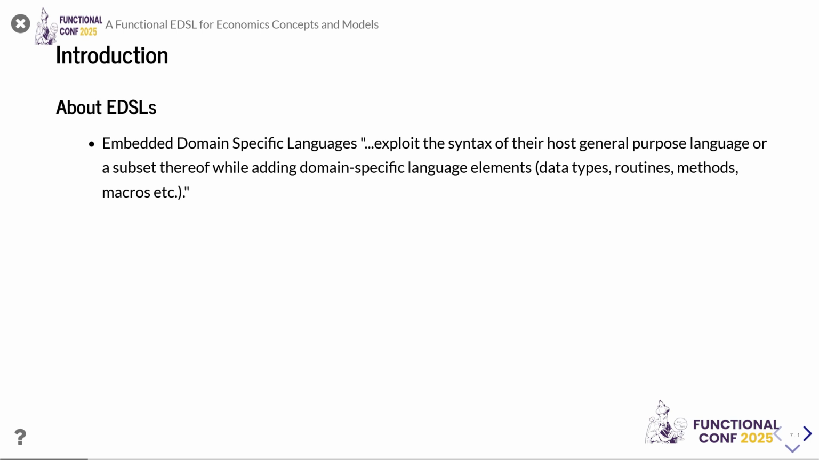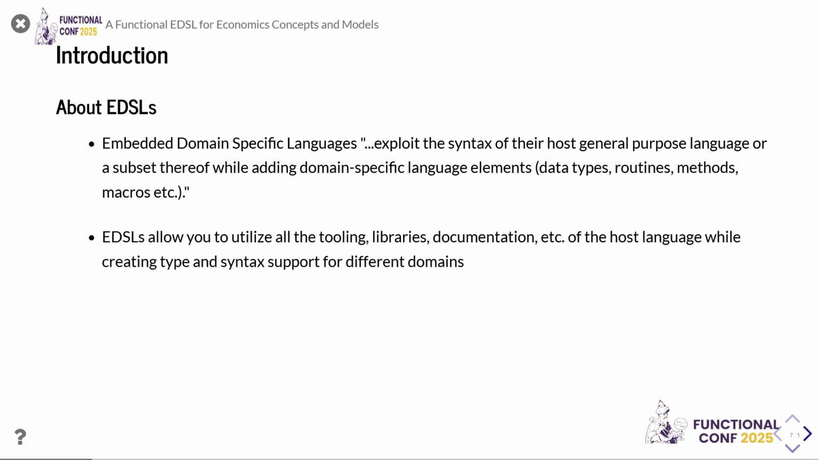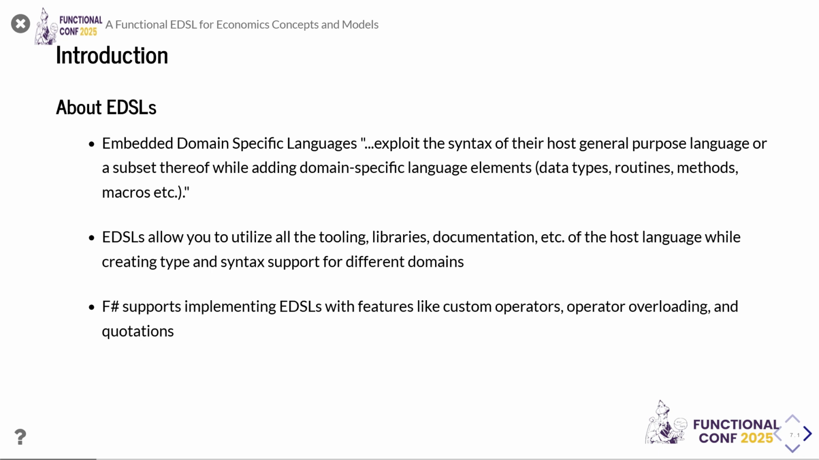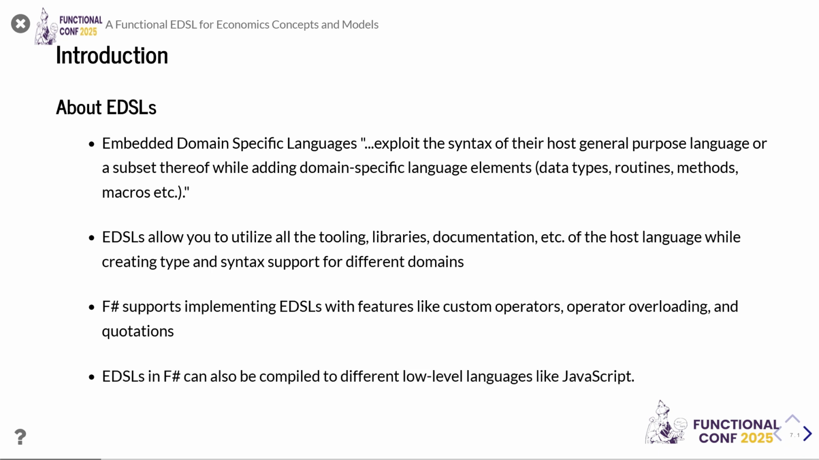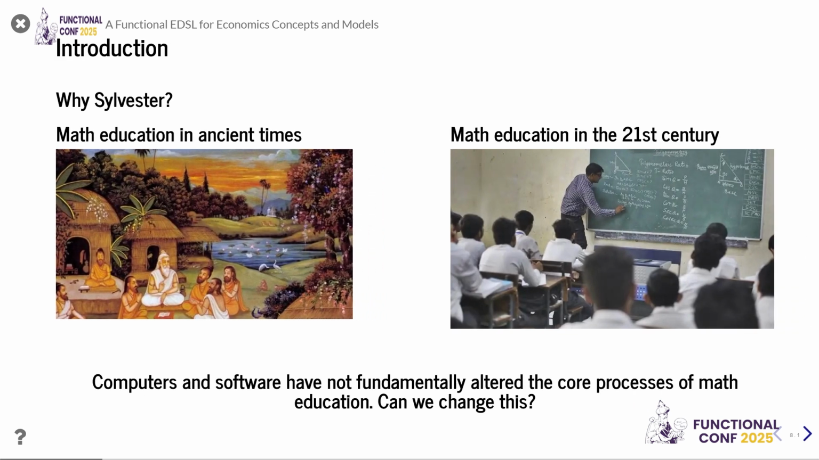Just a bit about embedded domain-specific languages. These languages allow you to reuse the host language and just add some domain-specific elements to it. So you don't have to invent an entirely new custom language. You can reuse a very well supported language and still add these different types and syntaxes for these different domains. F# particularly supports implementing EDSLs with many different features. One really cool feature is that you can actually compile F# to JavaScript. We're going to look later at how we can use this feature to write an EDSL for doing visualization in F#.